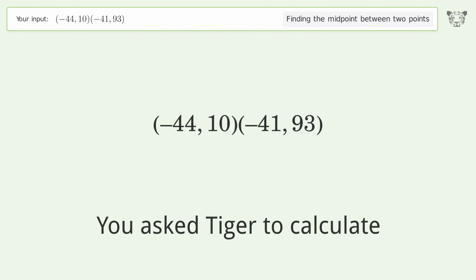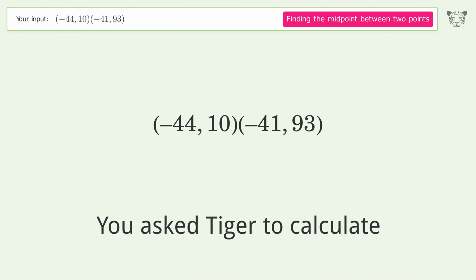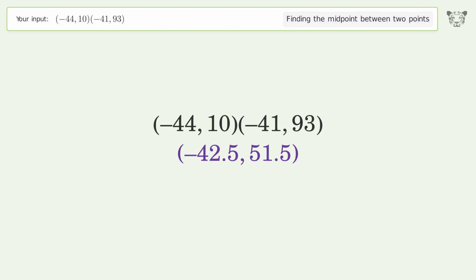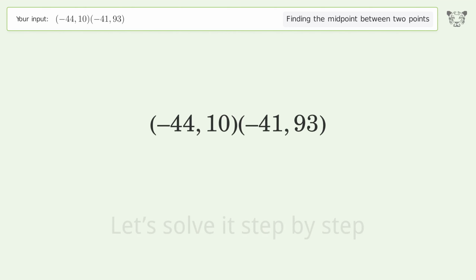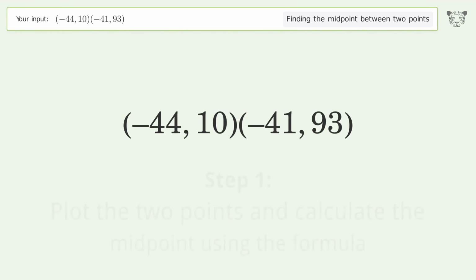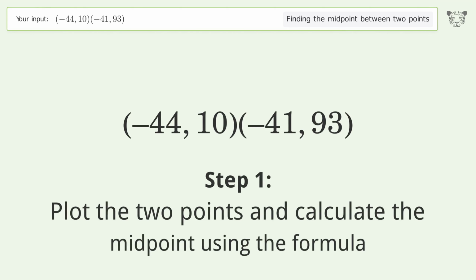You ask Tiger to calculate. This deals with finding the midpoint between 2 points. The midpoint between the 2 points is negative 42.5, 51.5. Let's solve it step by step. Plot the 2 points and calculate the midpoint using the formula.